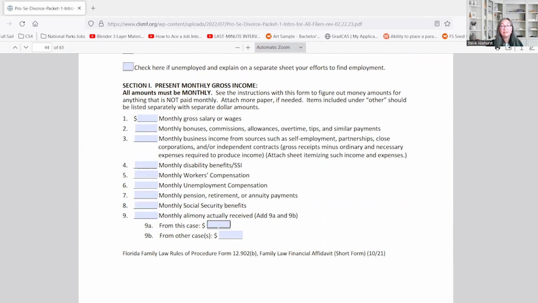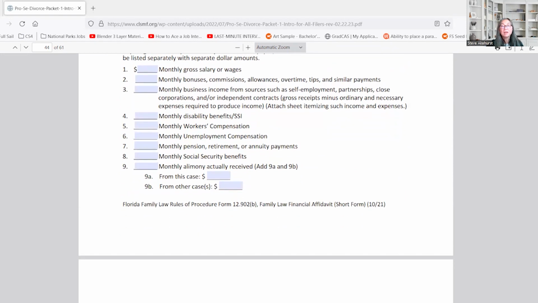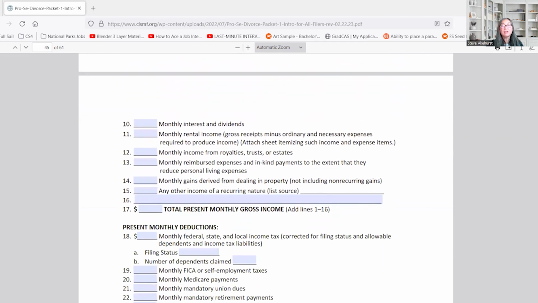Or if you're receiving alimony, you're going to write it here. That's only if you're receiving it. Then fill out any other income you have: rental, any interest or dividends from stock, any type of royalties, dealing in property, or any recurring income. That's where you're going to write it. Once you add all that up, you're going to write the total on number 17. So that's your gross income.